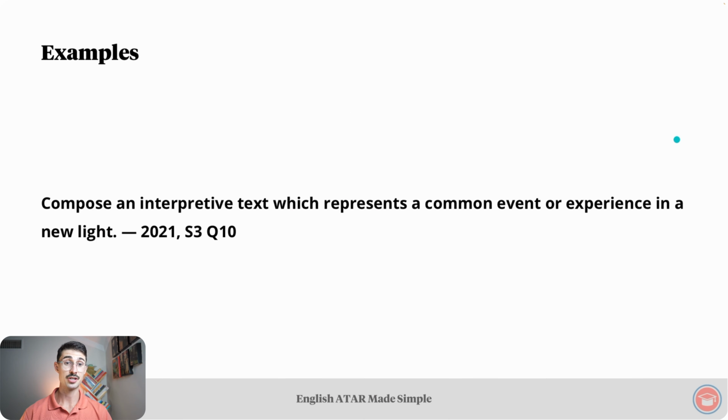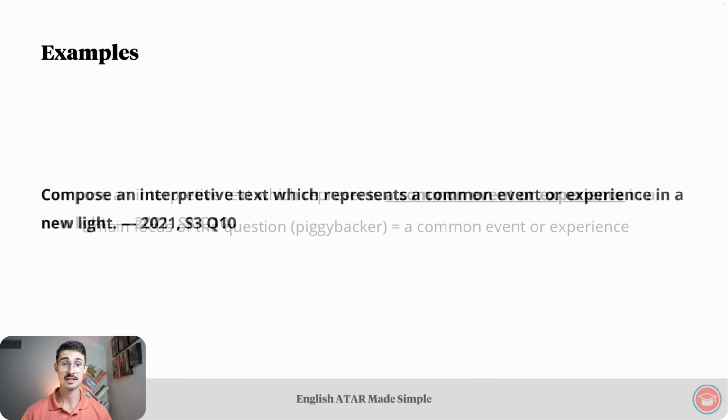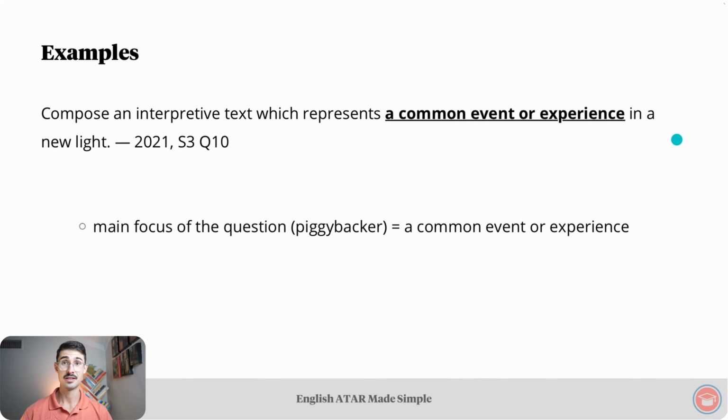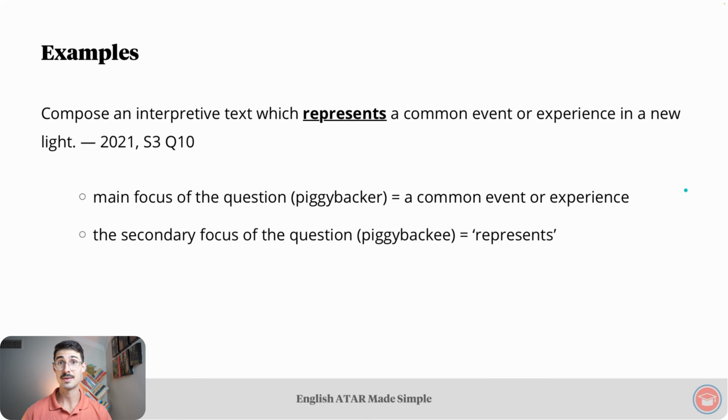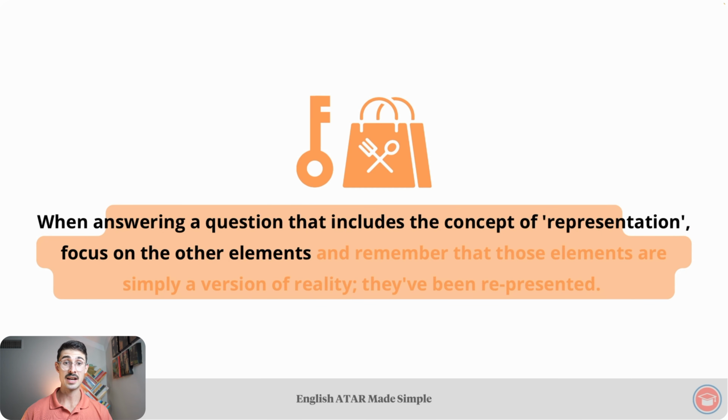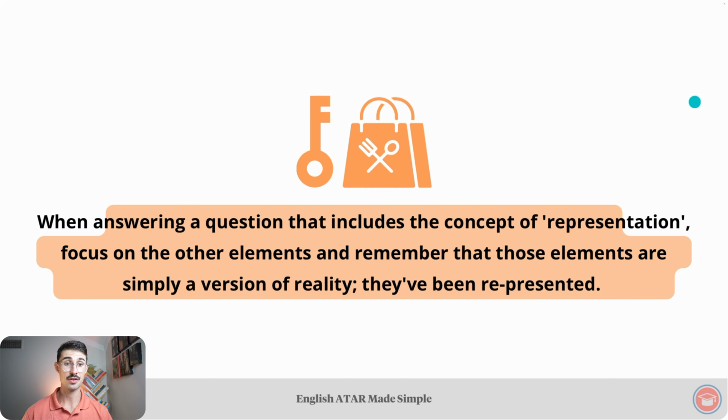Finally, compose an interpretive text which represents a common event or experience in a new light. Main focus of the question, the piggybacker, is this part, a common event or experience. The secondary focus of the question, the piggybackee, is this part, the concept of represents. The key takeaway from this exercise that we've just gone through is that when answering a question that includes the concept of representation, focus on the other elements and remember that those elements are simply a version of reality.